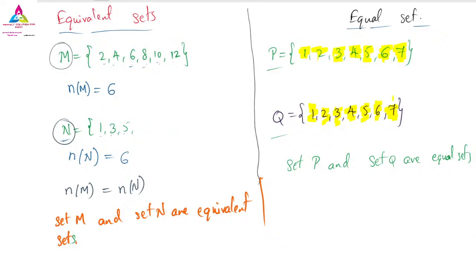In an equivalent set we can have different elements, and they may be any value. So I can take any value. Both these sets are equivalent because the cardinal numbers are the same, that is 6 and 6 here. But in the equal case, all the elements must be the same. I hope you have understood the difference between equal and equivalent sets.